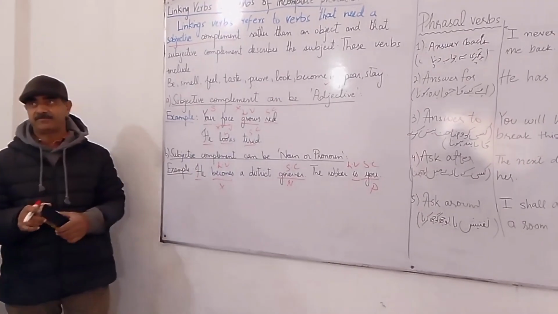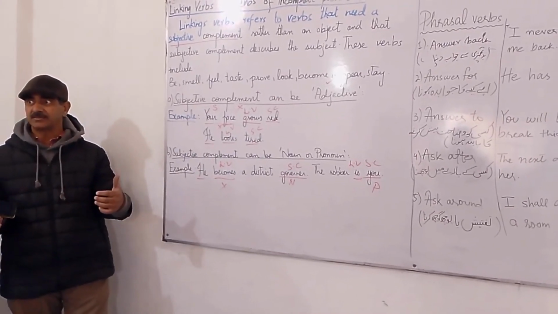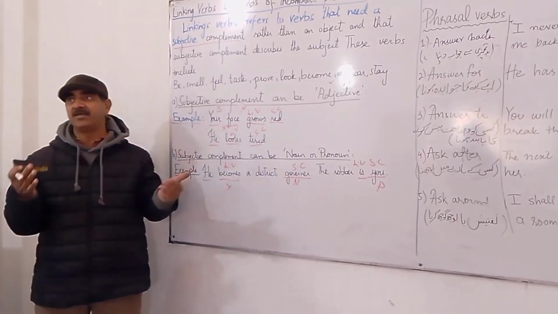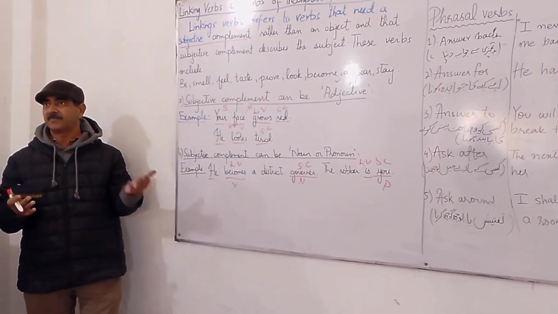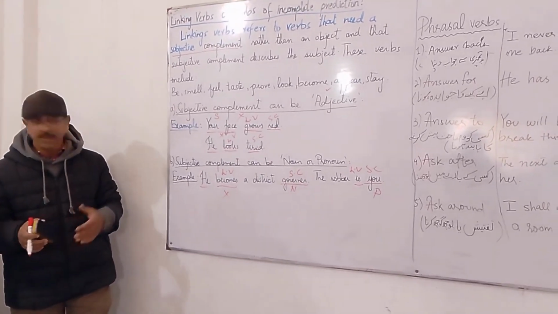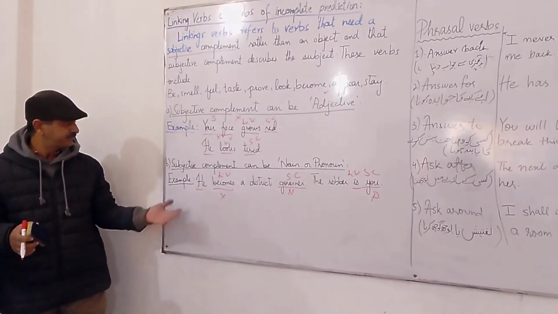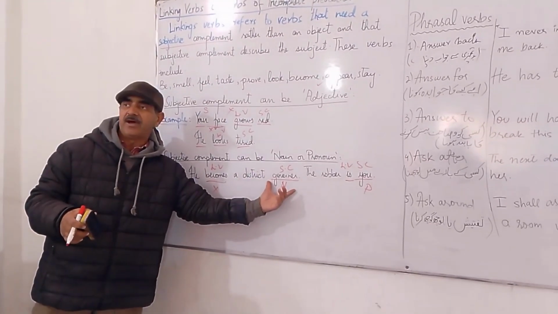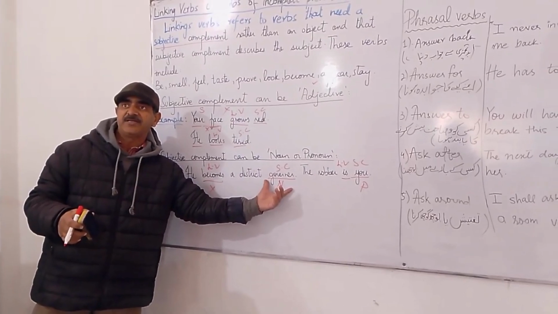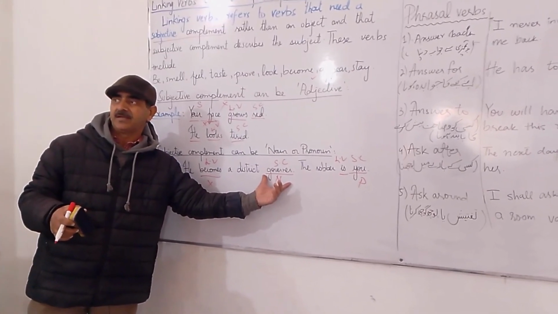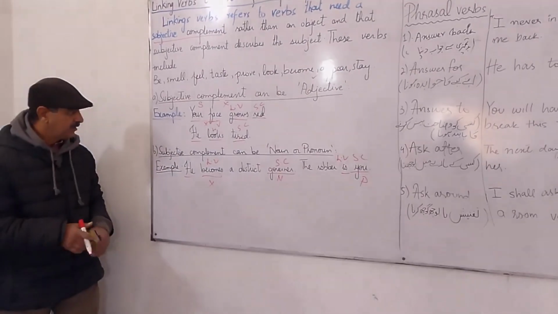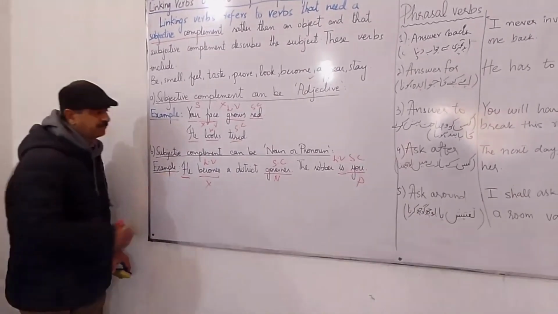Then you understand. If a student sits like a stone with presence of mind, she understands the subject. Clear? He becomes a district governor. So this is a noun functioning as a subject complement. Clear? So it is completing the subject he.